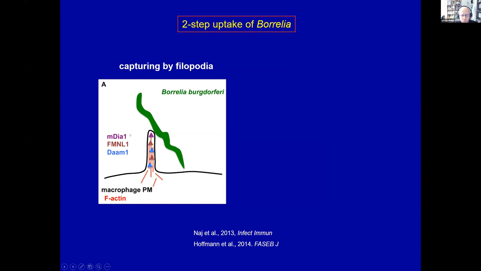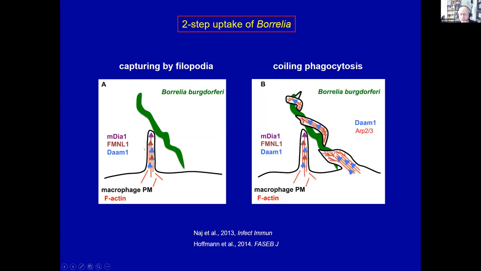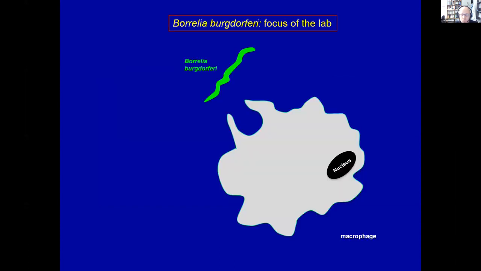And three of the regulators are these three formins, mDia1, FMNL1, and DAAM1. And in the second stage, this immobilized spirochete can then be nicely and slowly enwrapped by the typical coiling pseudopod that follows the helical shape of the spirochete. And here also DAAM1 plays a role, and we showed way earlier that the Arp2/3 complex plays a role. All of this is nicely published and actually quite old.